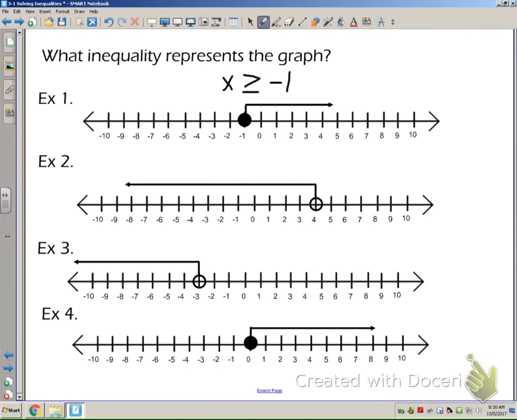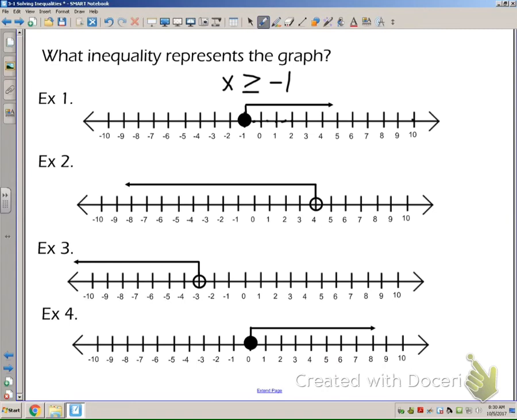So my value of x could be -1, it could be 0, it could be 1, it could be 2, it could be out here at 10, it could be any of those values greater than -1. And it could also be all of these little fractional pieces in between as well.